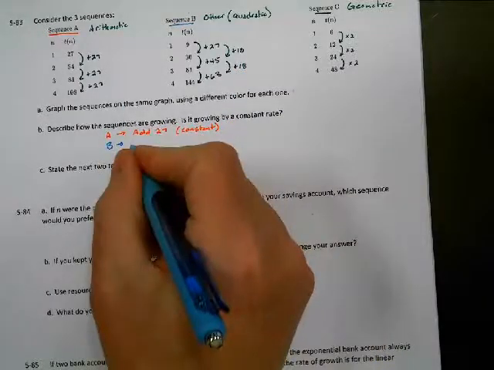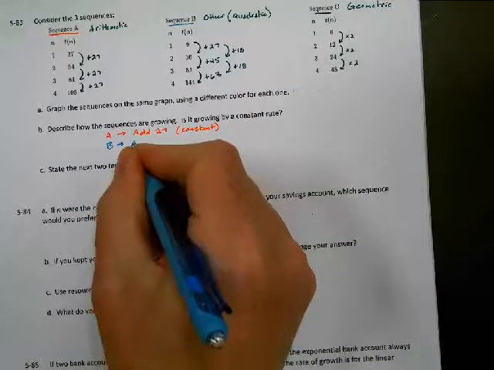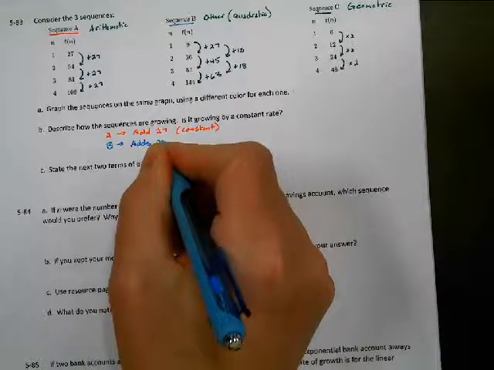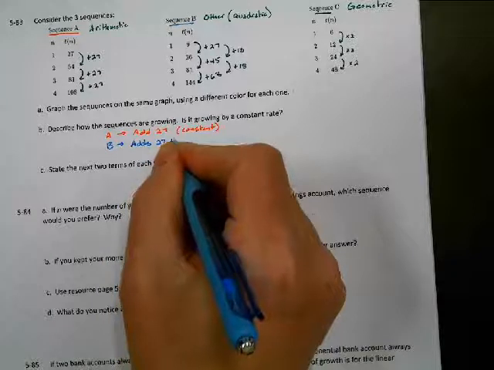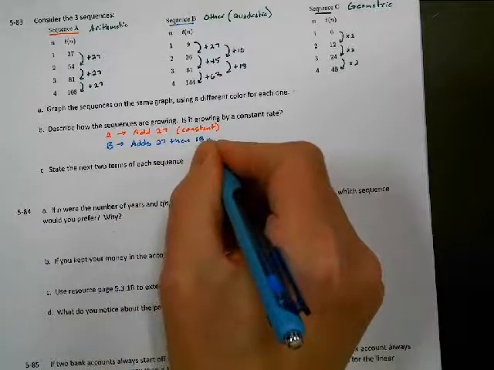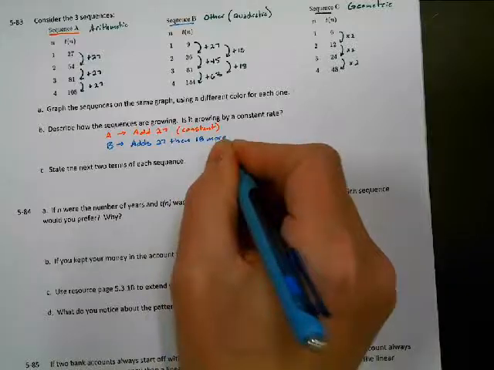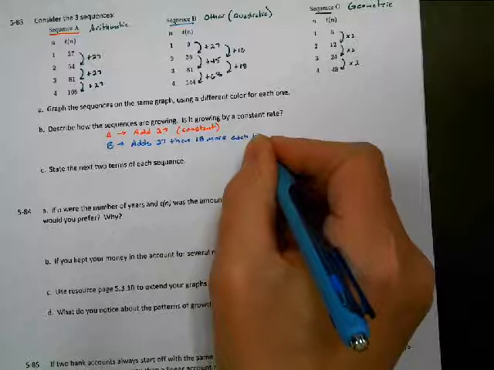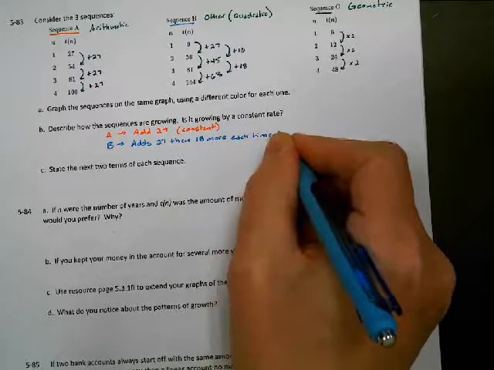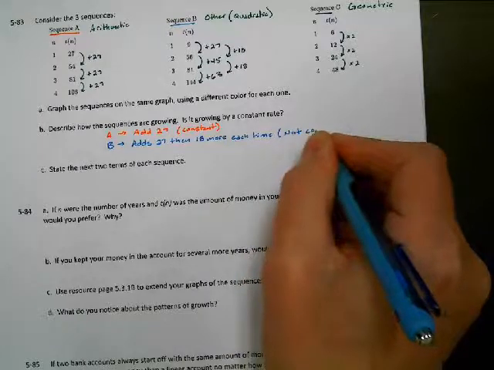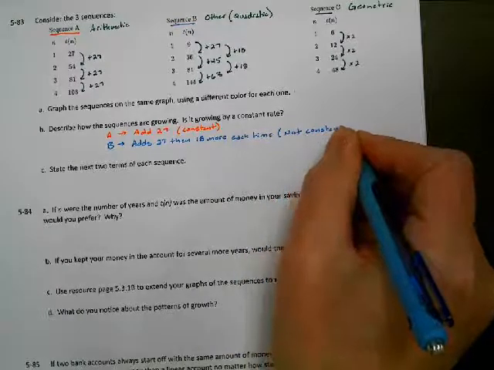So it adds 27, then 18 more each time. And that is not constant, because it's adding by a different number each time.